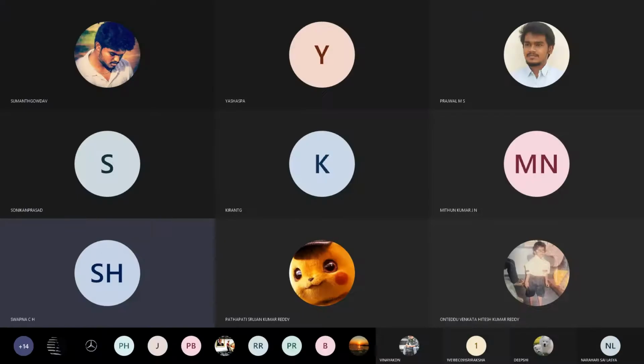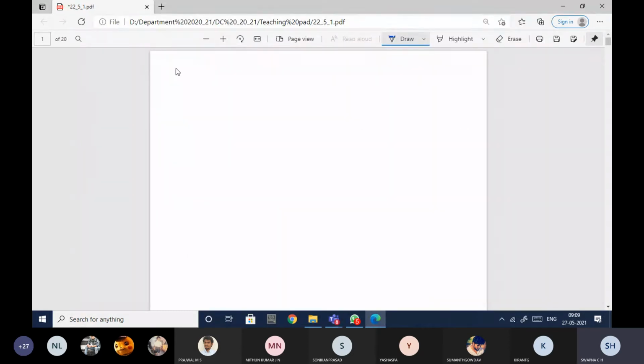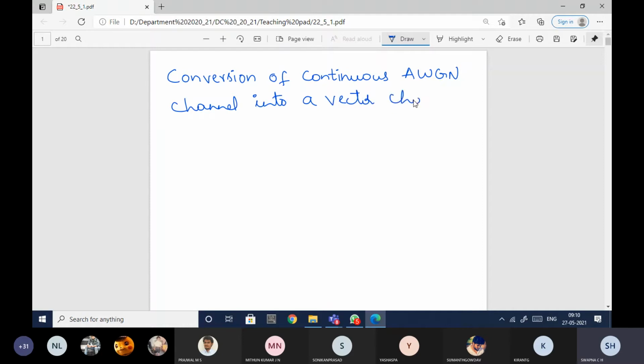Procedure where we will be able to find orthonormal basis functions. Then after that we have also started one more topic, conversion of the continuous AWGN channel into a vector channel. Okay, vector channel. This is the topic I've just started, and I've given you an explanation as well, but I still have a little more to teach in this.